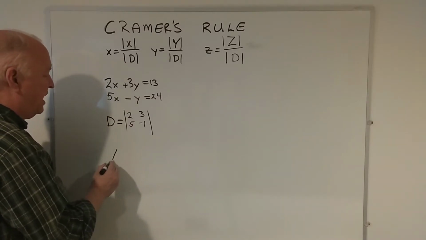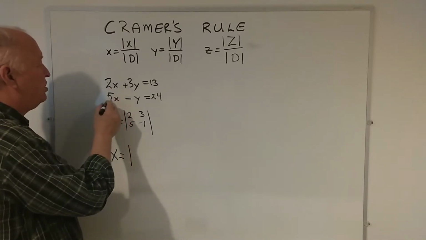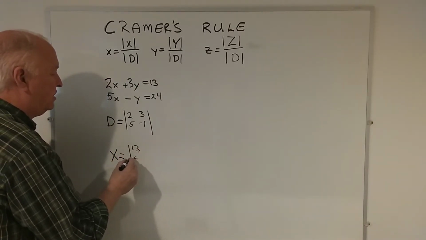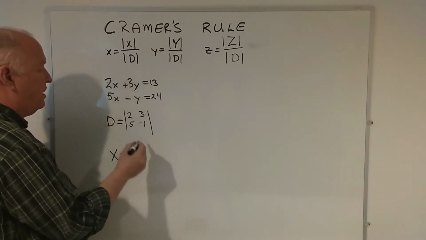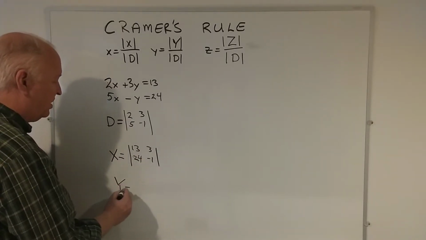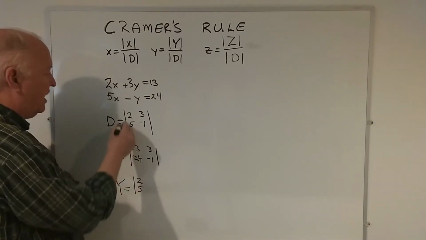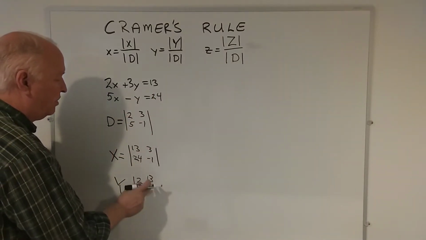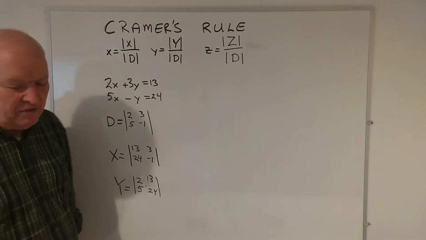Then you make an x matrix, which is replacing the 2 and 5 in the x column with the numbers over here, 13 and 24. And the y column remains 3 and -1. And we make a y matrix where we keep the x column the same as this matrix, and we replace the y column with 13 and 24. Then we find the determinants of each of these matrices.